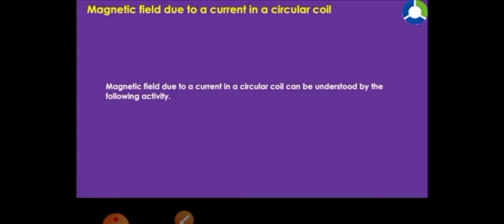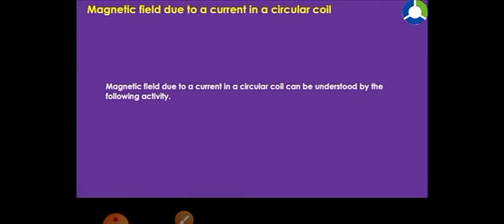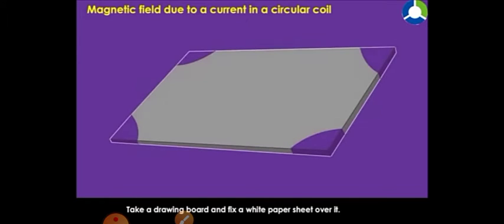Today we are going to discuss practical number 4, magnetic field due to a current in a circular coil. The topic, magnetic field due to a current in a circular coil, can be understood by the activity. So today we are going to study this practical, or activity, we can say.